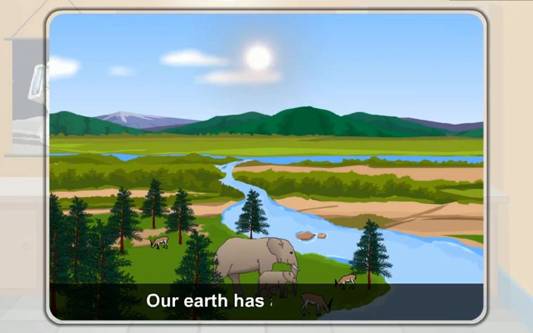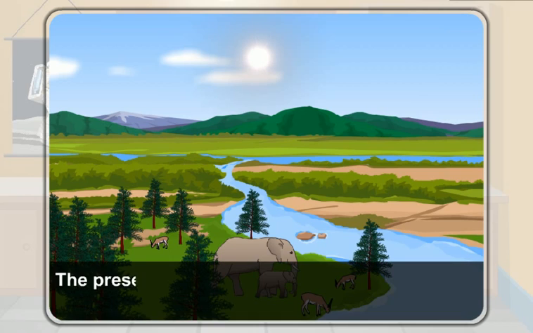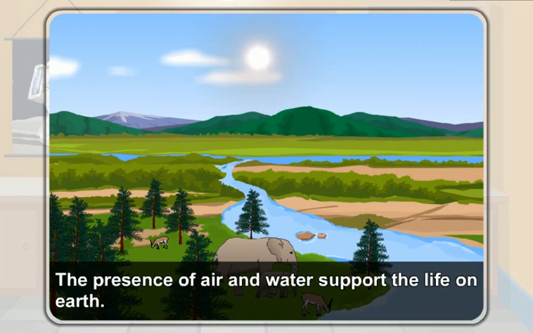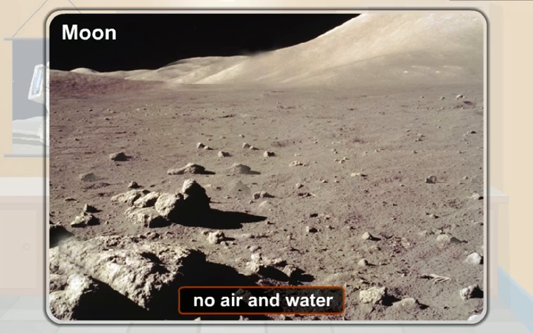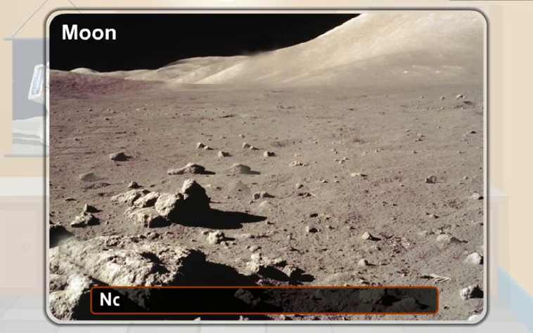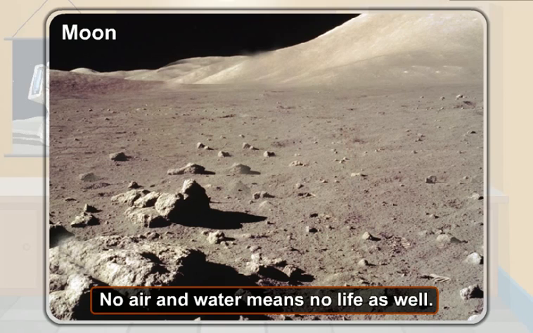Our earth has air and water. And you all know that living things need air and water to live. So, the presence of air and water support the life on earth. But there are no air and water on the moon. No air and water means no life as well. So, there is no life on the moon.